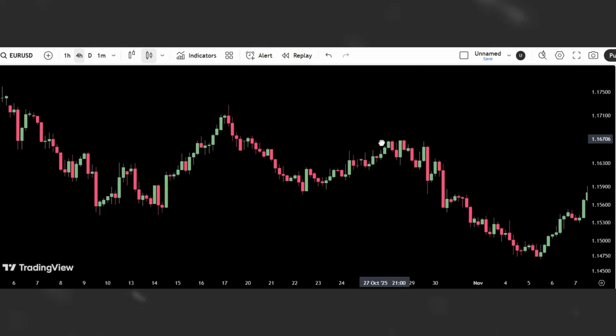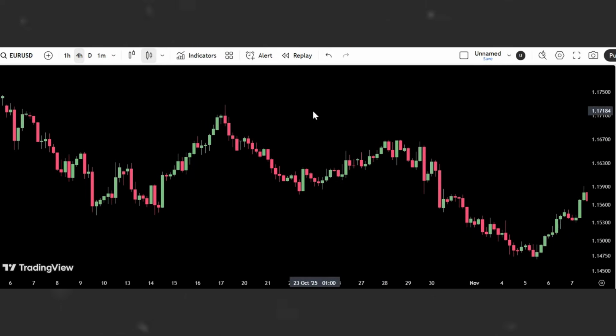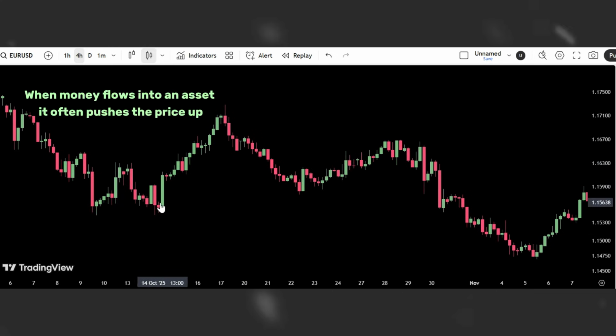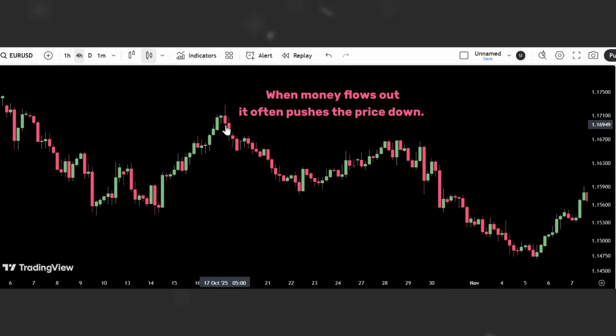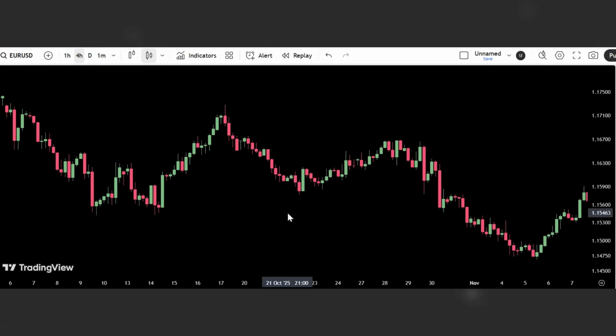Okay, now let us add the Money Flow Index or MFI to our chart. But first, we need to understand what it is. The MFI shows us how money moves in the market. When money flows into an asset, it often pushes the price up. When money flows out, it often pushes the price down. This is why MFI is the first indicator we watch for a signal.